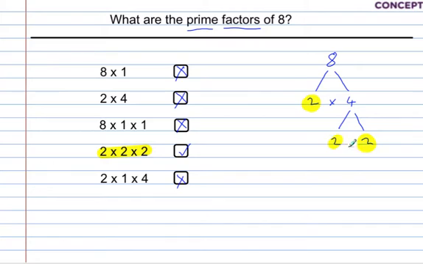So all the branches have a highlighted number at the end of them, which means that these highlighted numbers are the numbers we multiply to give 8. They are the prime factors because they're prime numbers and they multiply to give 8. So we can write the answer then, 8 is equal to 2 times 2 times 2. And another way to write that in shorthand would be 2 to the power of 3, which means 2 multiplied by itself 3 times. 1, 2, 3. But either of these answers would be okay.